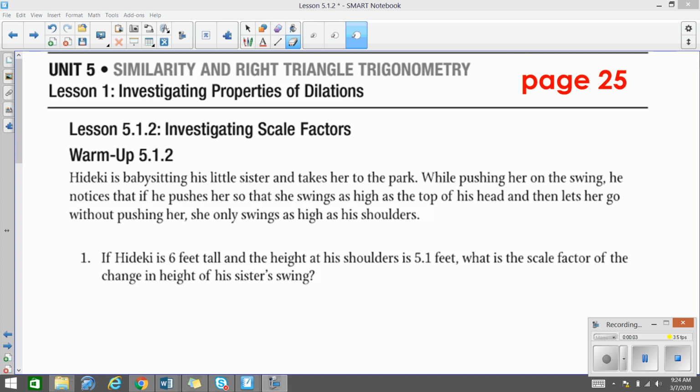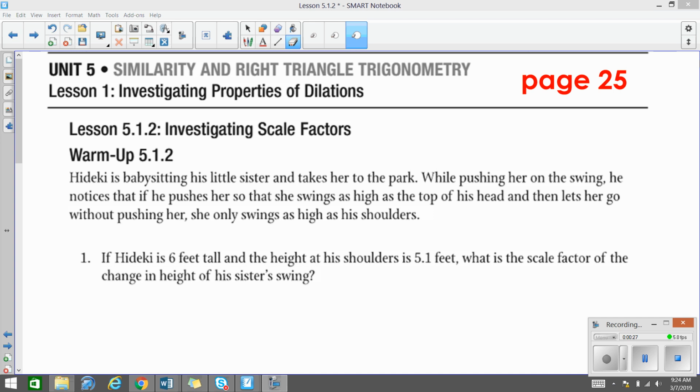All right, hi kids. So today we're going to work on lesson 512, investigating scale factors and working with them. So it's just an extension of what we did yesterday with determining if two shapes are in fact a dilation and going through those properties. So now today we're going to investigate scale factors, basically knowing that the dilation has occurred and just determining what that scale factor is. So it's really just a little step further from what we did yesterday.